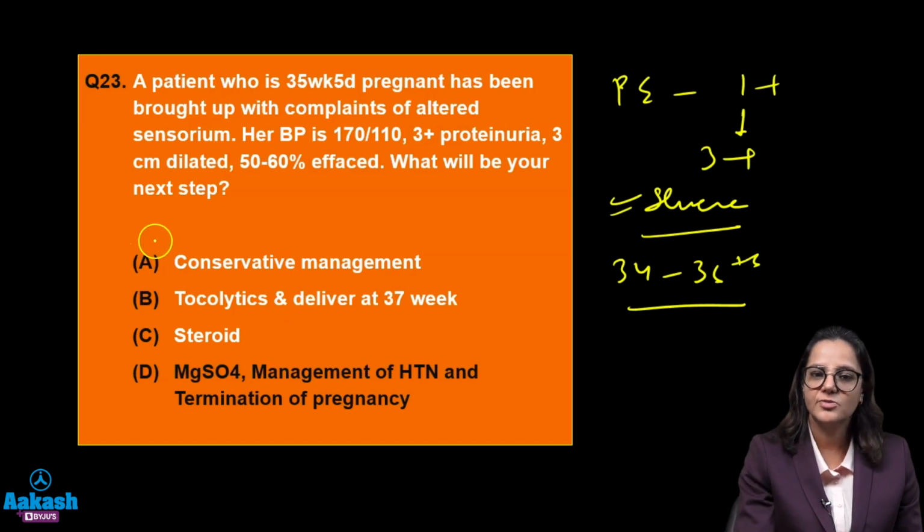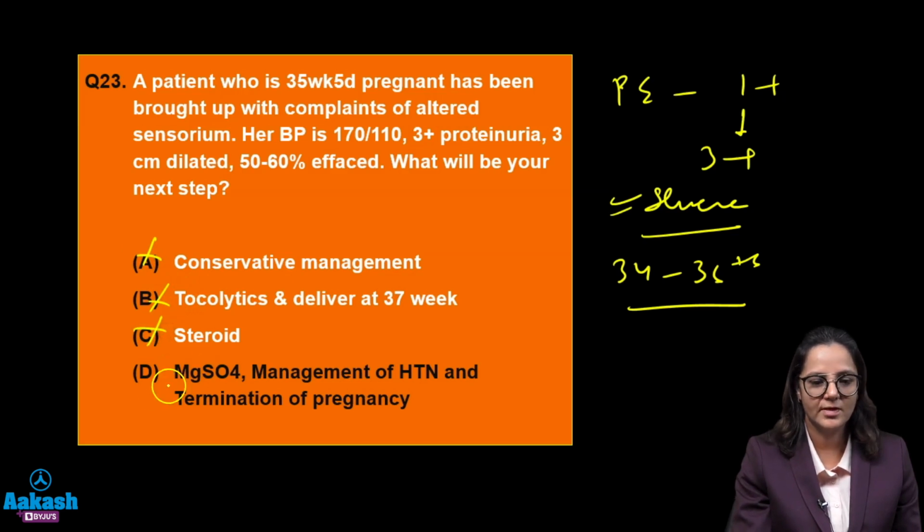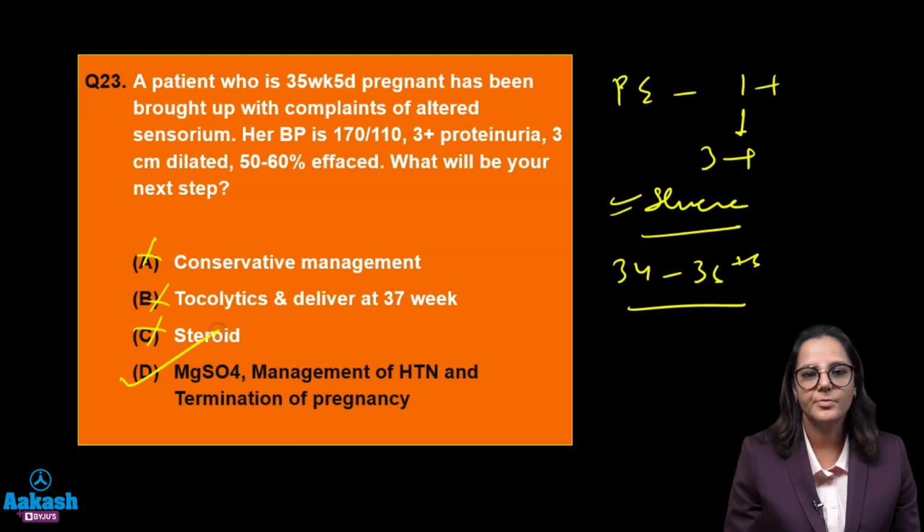Will you do conservative management? No. Tocolytic, why? No, not needed. Steroid, again not needed. She is 35 plus 5 weeks. Magnesium sulfate, management of hypertension, termination of pregnancy, yes. So therefore, this is the option of choice.